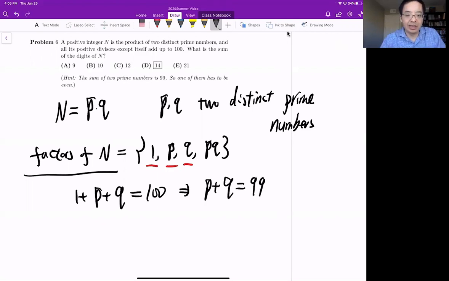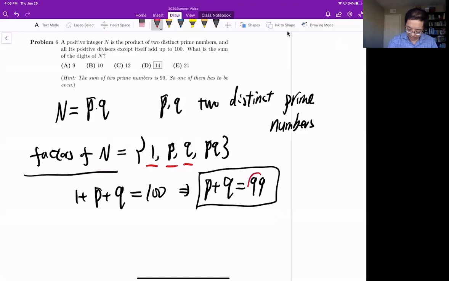So the problem is basically reduced to this scenario: if you have two different prime numbers and their sum is 99, what are these two prime numbers? This belongs to a type of problem that has been tested several times in AMC 8 and AMC 10. So what is the key? The key is, if you look at the right-hand side, 99 is an odd number. If the sum of two numbers is odd, then one of them has to be even.